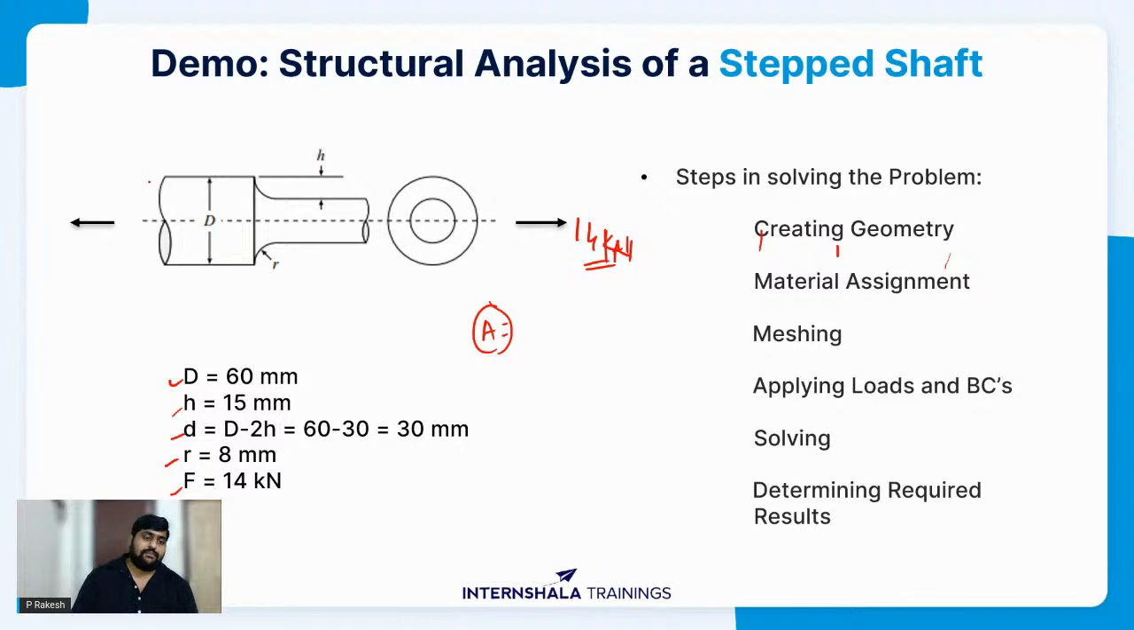One thing is I'm going to apply a fixed support here. And this is the area on which we are going to apply 14 kilonewtons. I only have revealed that. But can you guys calculate what is the area of this particular cross section of the shaft?